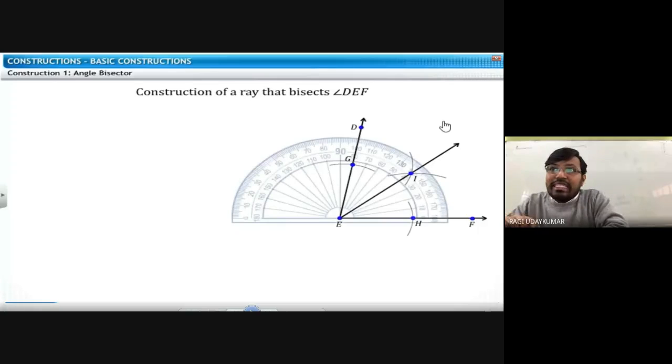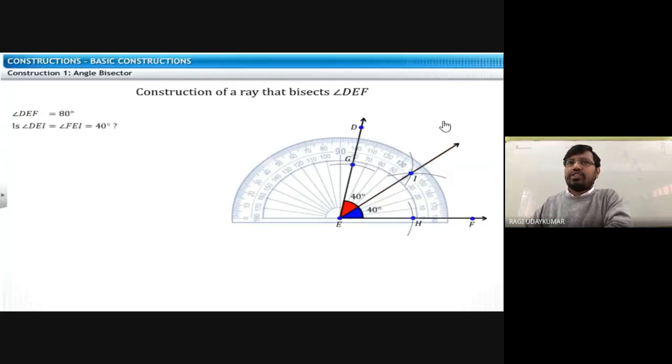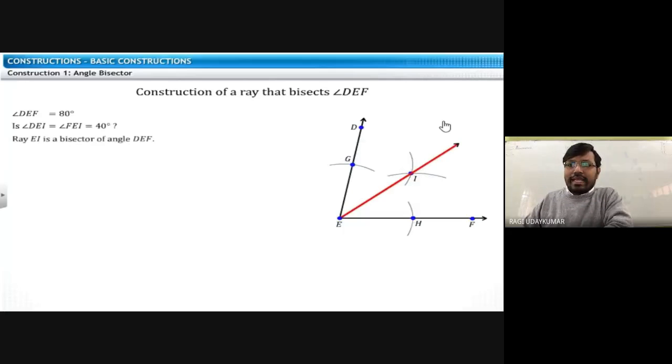Inner scale में ED line देखो. वो line किस में है? 80 degrees में है. So ये 80 degrees है, angle EDF. And you see the EI किधर है? 40 degrees में है. So EI is the line which is dividing the angle into two equal halves. So both are 40 degrees. So the ray EI is the bisector of angle DEF. DEF का bisector है. Okay?